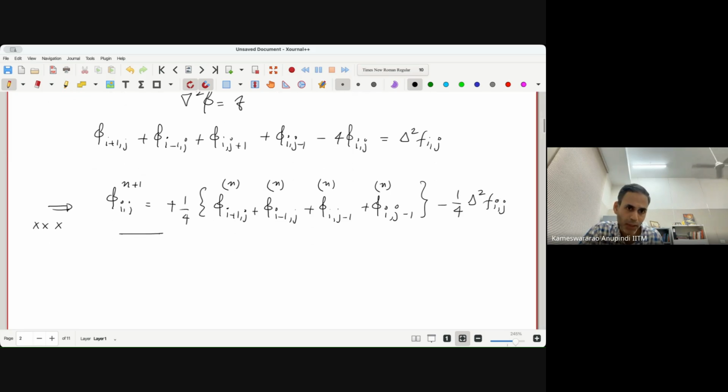Okay, so what does this mean? This is basically more like an explicit method because if I know the n values, the values of the previous time step, right? So values at nth time level are known. So we can simply substitute for all these things and calculate phi ij n plus 1.